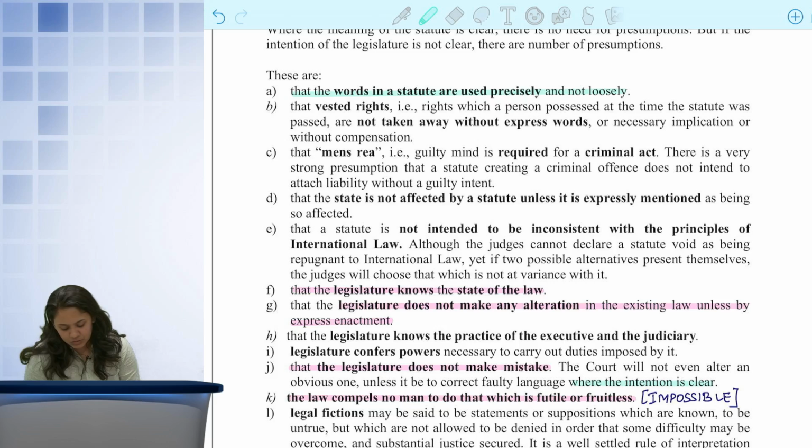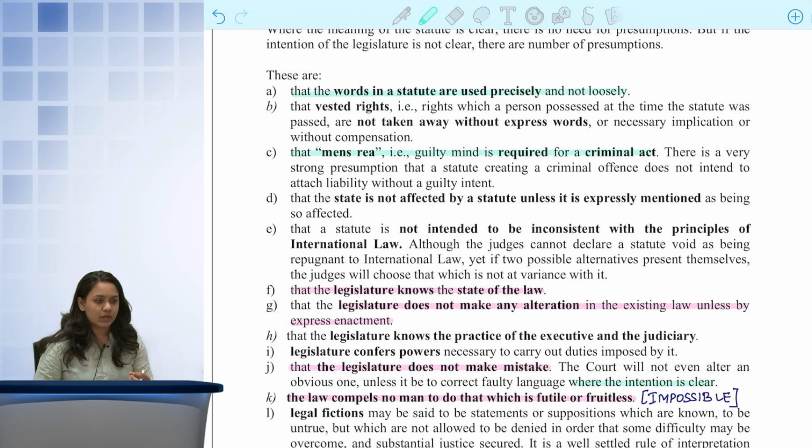That mens rea, or the guilty mind, is required for a criminal act. There is always a strong presumption that a statute creating a criminal offence does not intend to attach liability without guilty intent. What do you mean by this? Now we're coming into the concept of criminal law. In criminal law, it is not enough that you simply do the activity. The court, or the state, needs to prove that he had every intention of committing that criminal wrong. This is what we call mens rea, also known as the guilty mind.